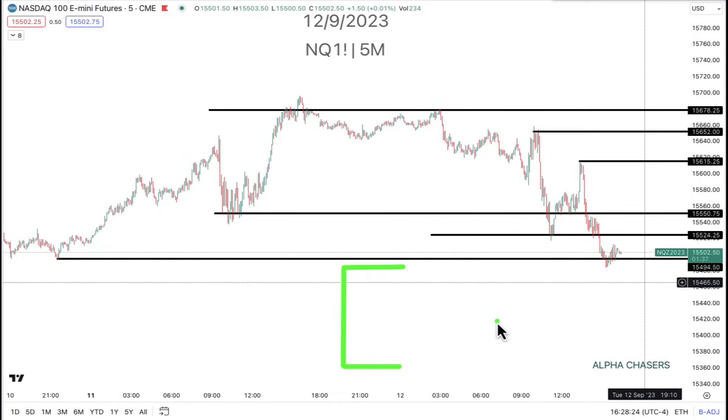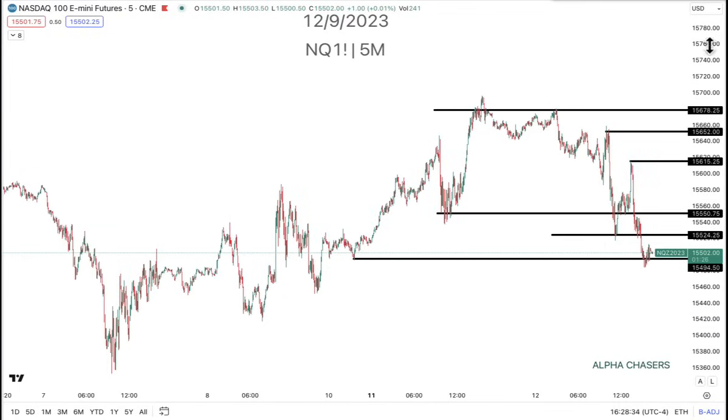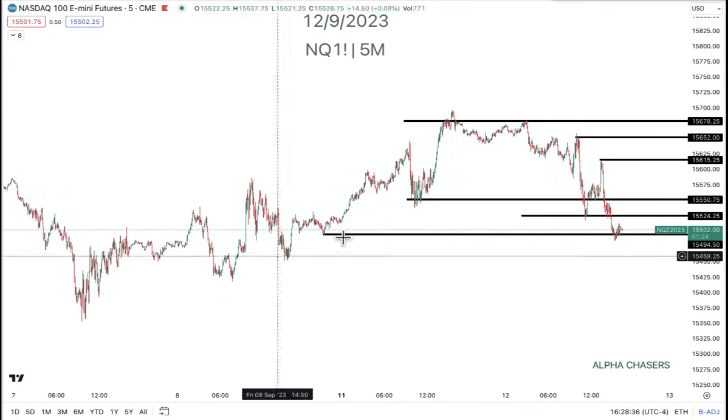Why do you want to see that? You want to see that so that you know where the algos are, right? If you know where the algos are, then you can play with them. Remember, they're the sharks, we're the remora, and you have to think about it that way. You can't think that you're going to change the market.